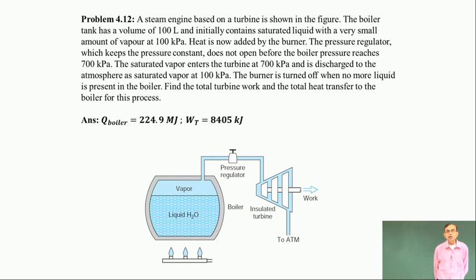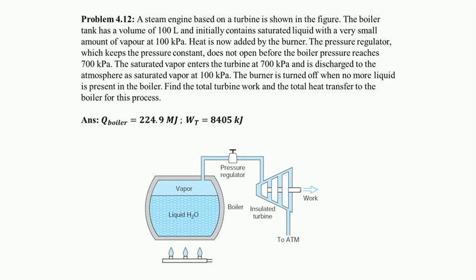A steam engine based on a turbine is shown in the figure. So, what is happening is that there is a boiler. In the boiler, liquid water is converted into water vapor and then the water vapor is supplied to a turbine. So, the water vapor has high thermal energy. In the turbine, that thermal energy is utilized to do some work. Okay. So, this is the basic arrangement.